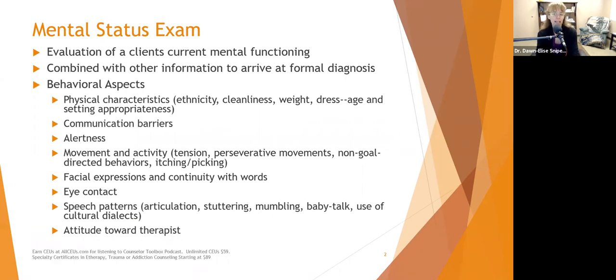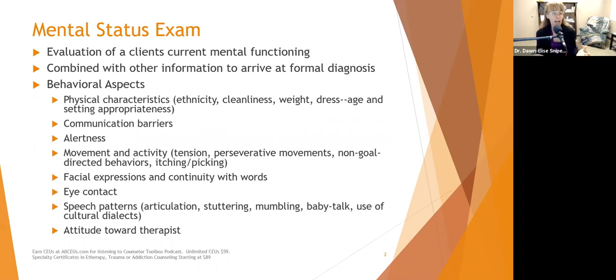What is their movement and activity level? What is their tension level? If they seem to be really tense, if they seem to be really hypervigilant, we want to pay attention to that. Do they have any non-goal directed behaviors, such as picking or tapping, or something else that might be associated with anxiety or ADHD? What are their facial expressions, and do they have continuity with the person's words? If they say that they are just deliriously happy, but they look like somebody just stole their puppy, obviously there's going to be some disjoint here that we need to pay attention to.